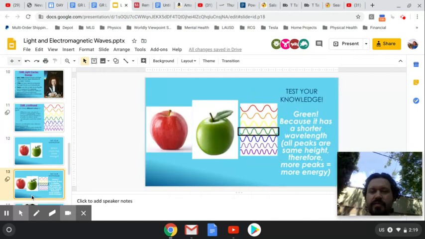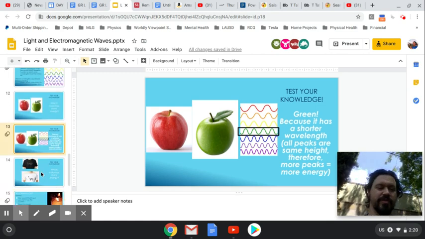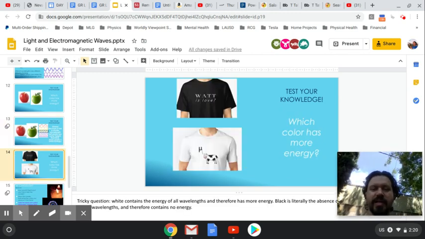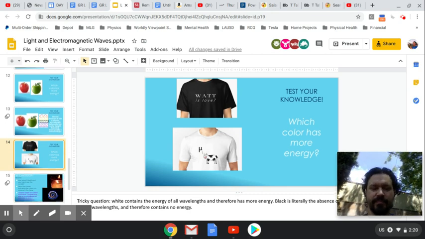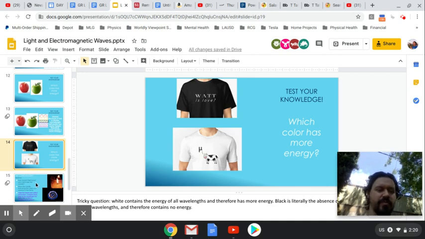Well, it turns out the answer is green. It's got a shorter wavelength. The peaks are all the same height. So each of these peaks gives you, say, 1 unit of energy. And here you've got 4 of them, and here you only have 2. So given that everything else is equal, the greater frequency is going to give you more energy because you're getting hit with more waves. Another interesting question, which of these colors has more energy? So white's going to have all the wavelengths, have more energy. Black, none.